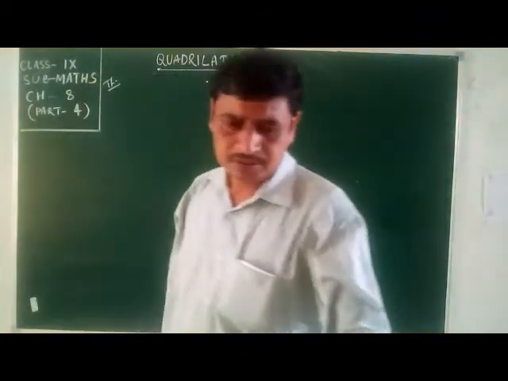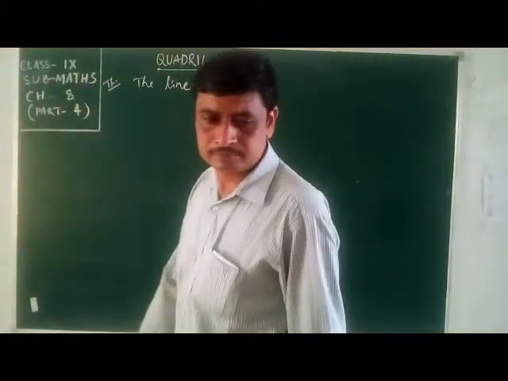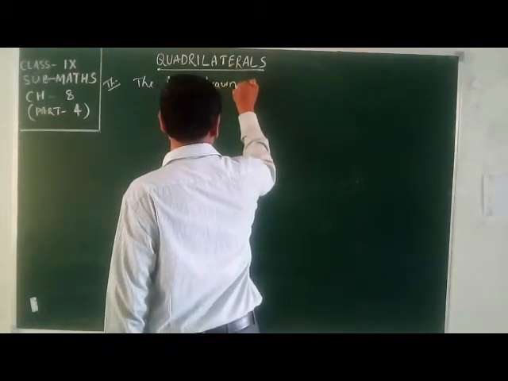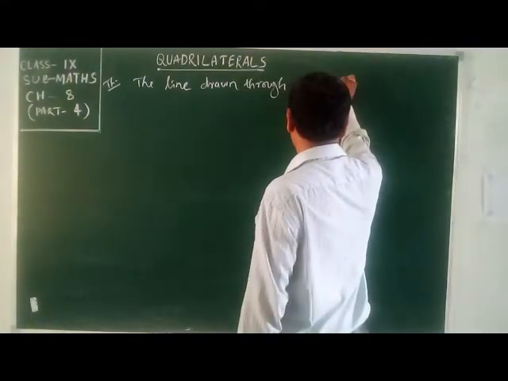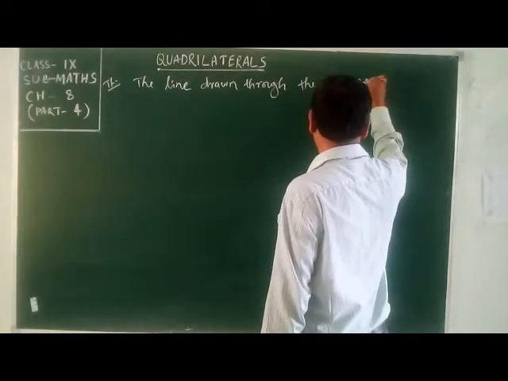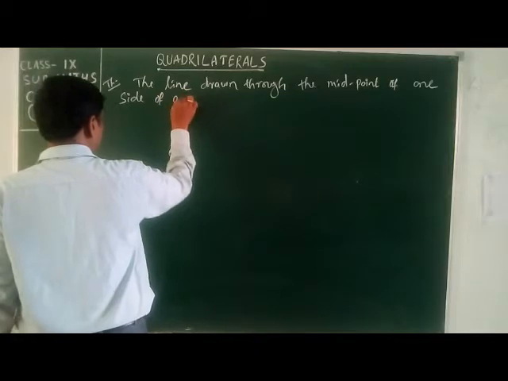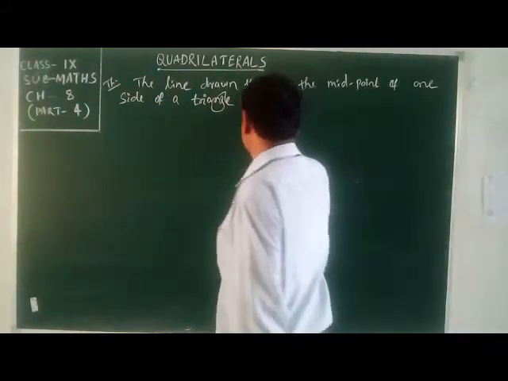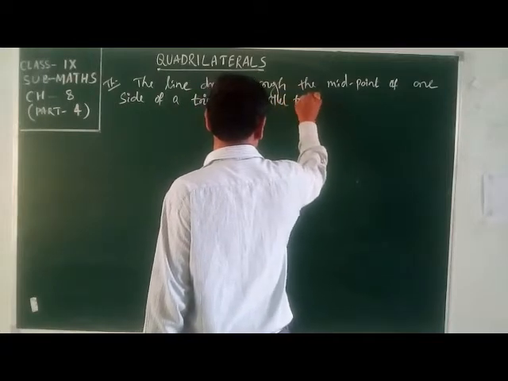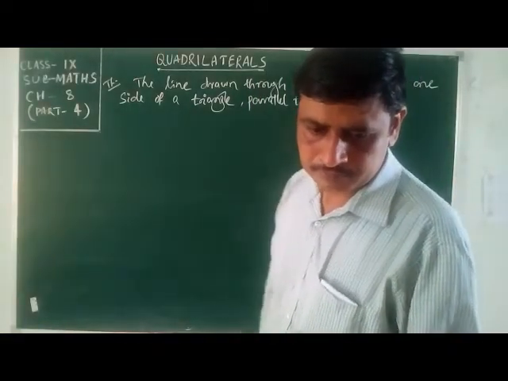Let's do one more theorem. The line run through the midpoint of one side of a triangle, parallel to another side, bisects the third side.